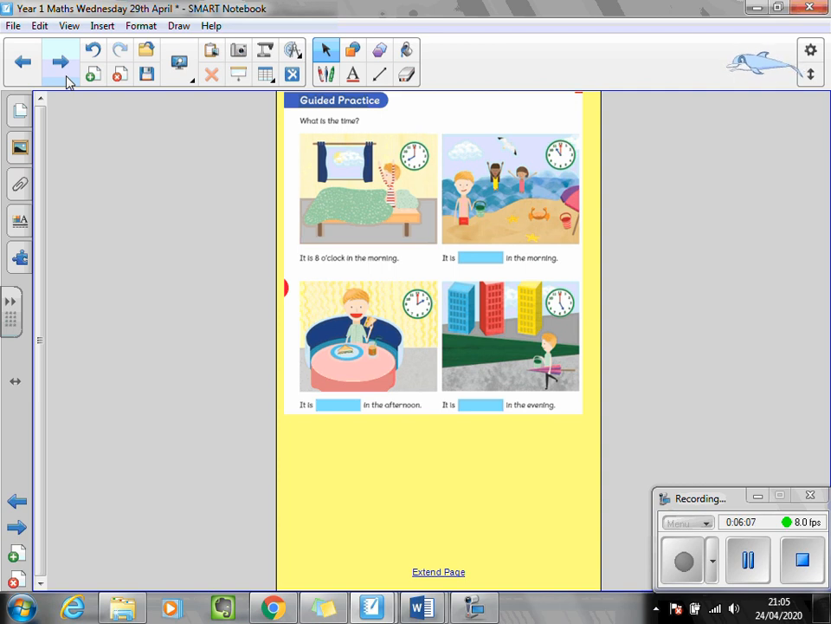What's the time on the clock in the picture where the children are at the beach? What's the time on the clock, and using the picture to help you, of the little boy in a restaurant or a cafe? And what's the time on the clock of the little boy walking back from the beach? Talk to your adult and pause the video if you want to discuss more.